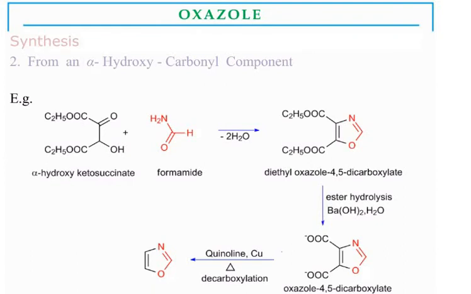In the mechanism you can see: alpha hydroxyketosuccinate with formamide gives diethyl oxazole 4,5-dicarboxylate. Ester hydrolysis with barium hydroxide and water, oxazole 4,5-dicarboxylic acid is obtained. And then quinoline, copper on heating, decarboxylation, oxazole is obtained.